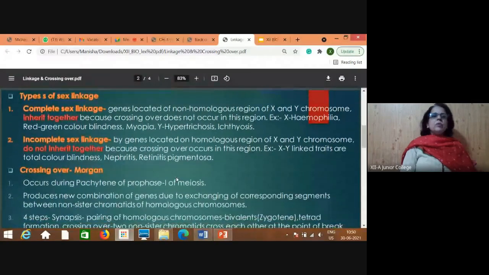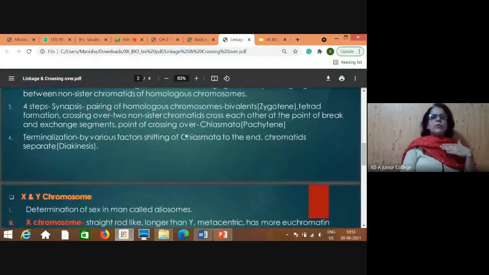Now there are again two types, like normal linkage: complete sex linkage and incomplete sex linkage. Here also similar things are to be taken into consideration. Complete sex linkage is when genes located on the non-homologous region of the X and Y chromosomes inherit together because crossing over does not occur in this region. Now try to understand. When I explain the structure of the chromosome, it will be very easy for you to understand.